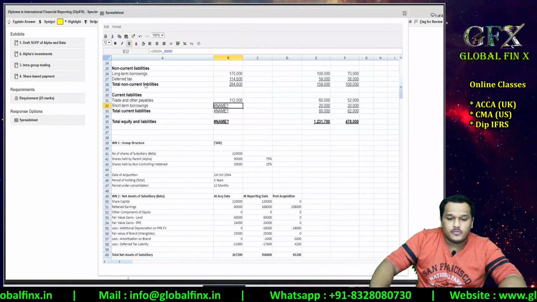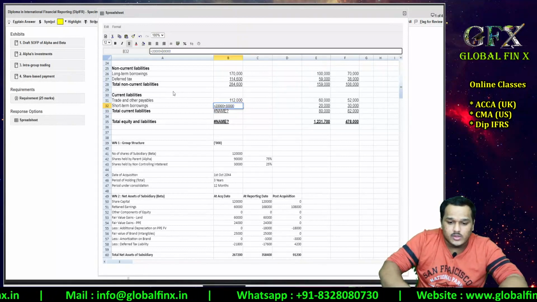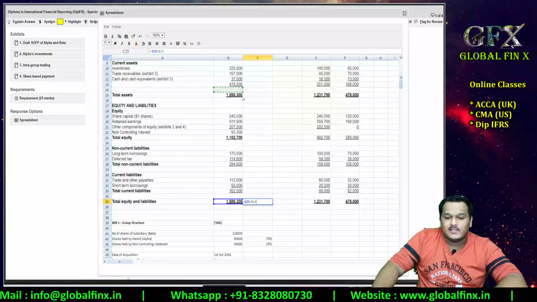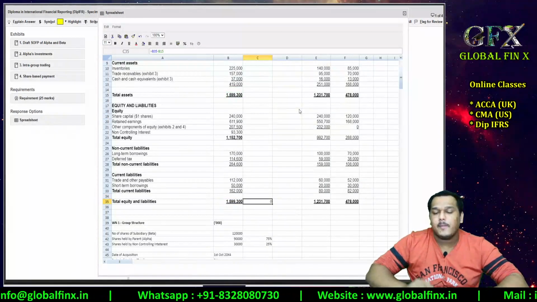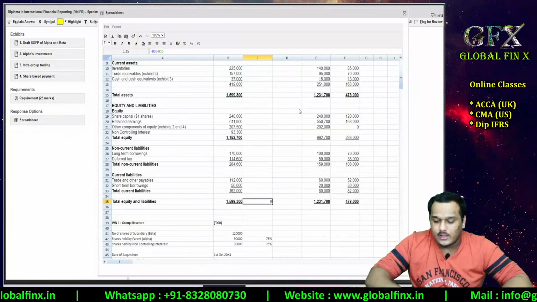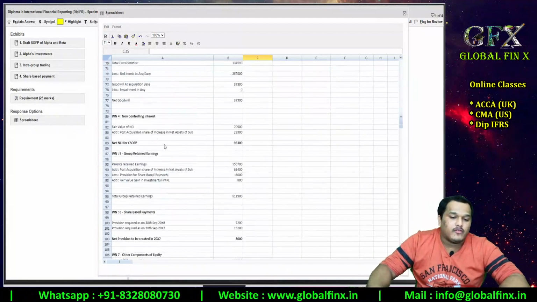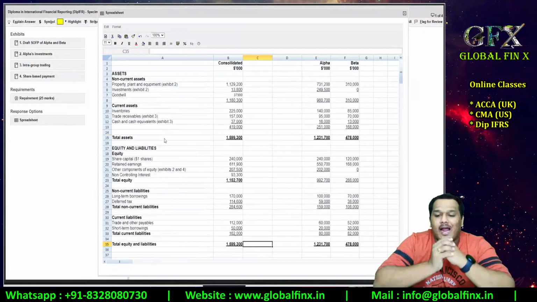Oh God, what happened? Okay, there is one underscore symbol over there. Okay. Oh, my balance sheet is tallied. Awesome. Party. Okay. Chalo. So that's our consolidated statement of financial position in CBE platform.